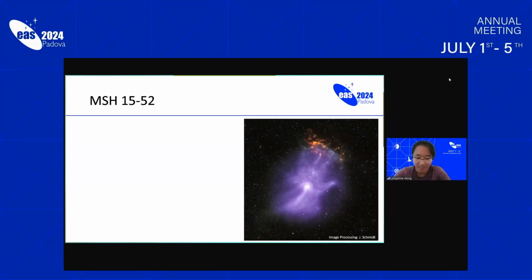So the next PWN that was observed by IXPE is MSH 1552. This pulsar wind nebula is powered by a 150 millisecond pulsar, with a slightly higher than average magnetic field of 10 to 13 Gauss. It's located more than 2 times farther away than the Crab, but it has a larger spatial extent, about 15 arc minutes by 7.5 arc minutes, which makes it almost 10 times larger than the Crab.